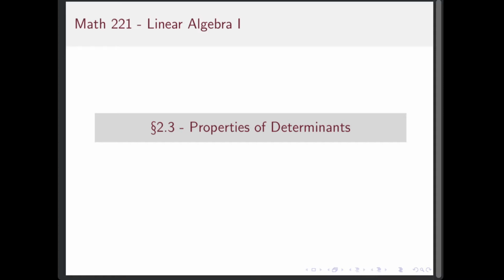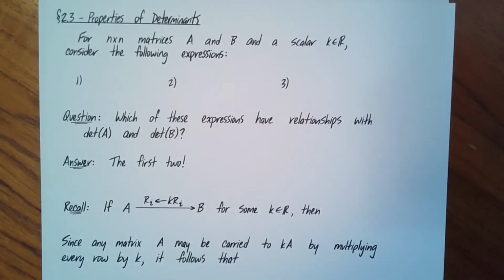So now that we have a clear understanding of how elementary row operations affect determinants, the next question that you might ask is how are determinants affected by the matrix operations, such as addition, subtraction, scalar multiplication, or matrix multiplication? And that's going to be what we take a look at next. So I want to start by considering a few expressions.